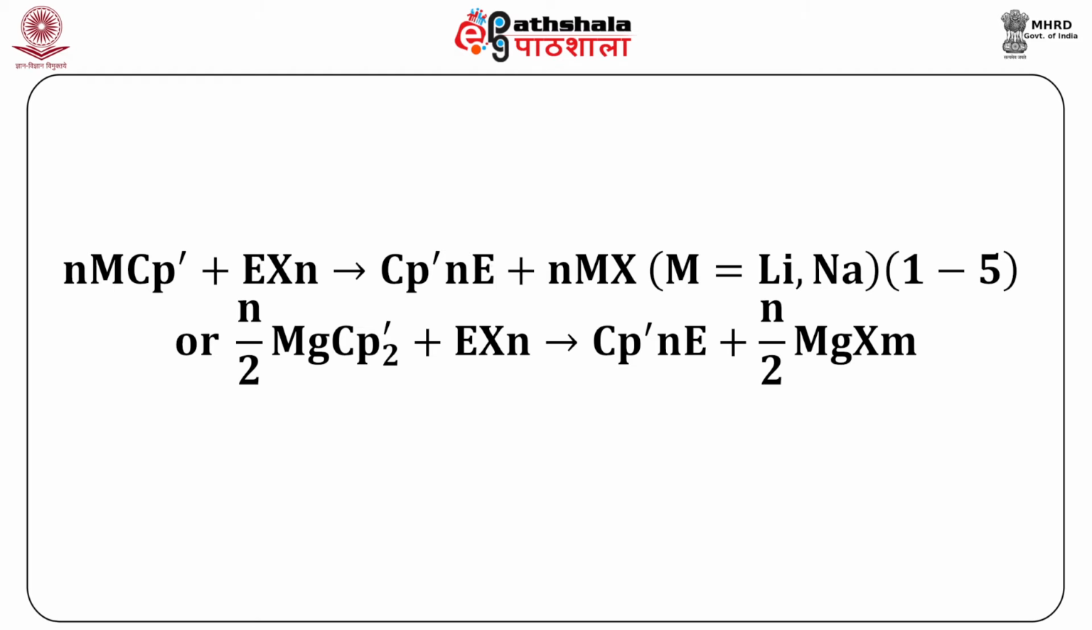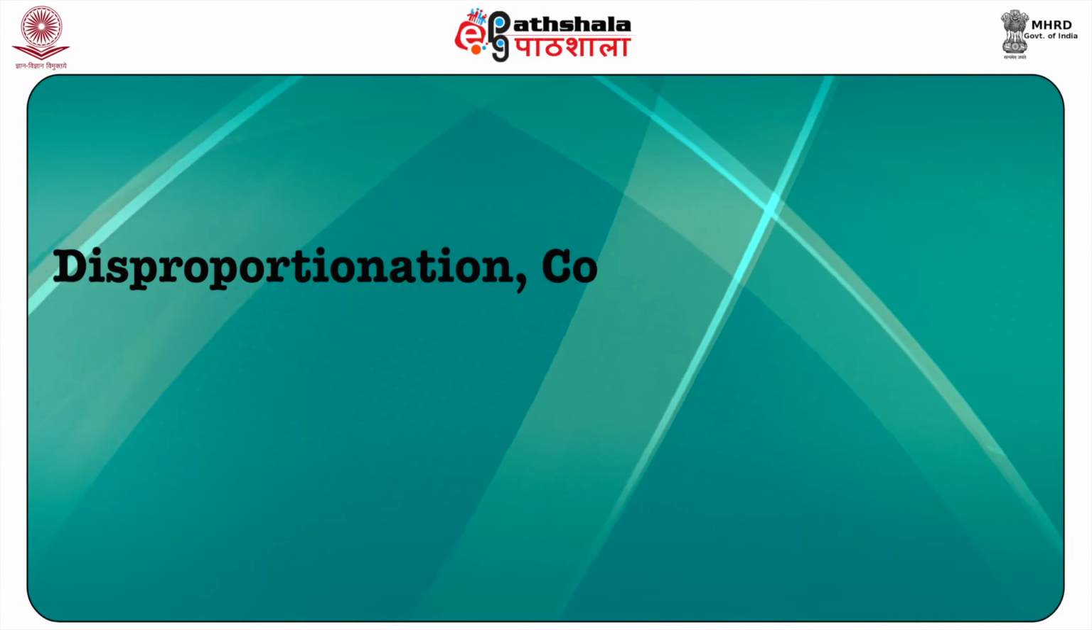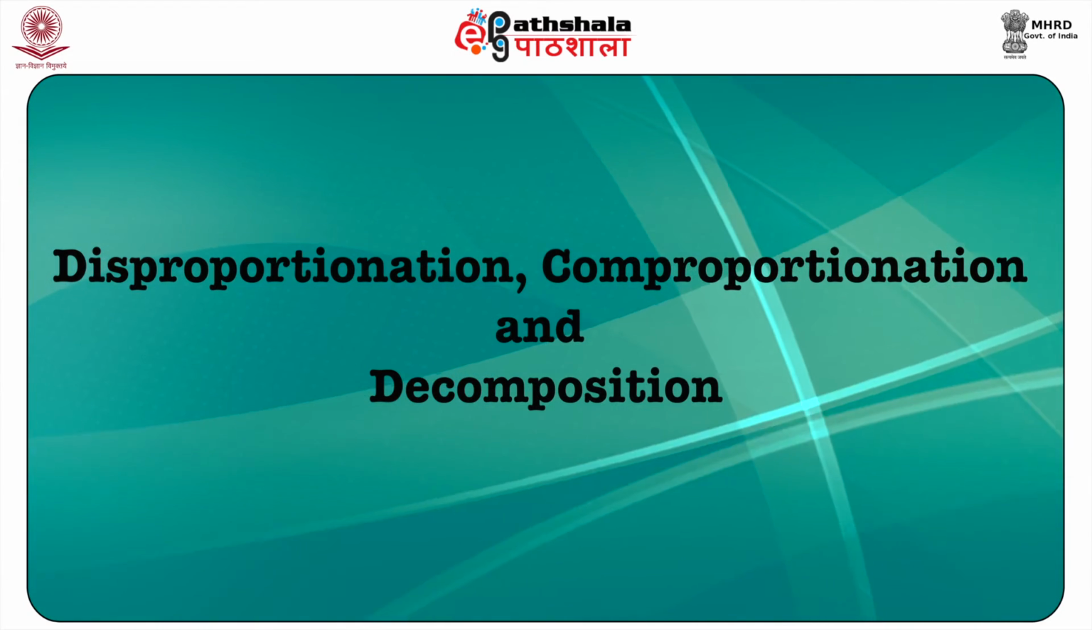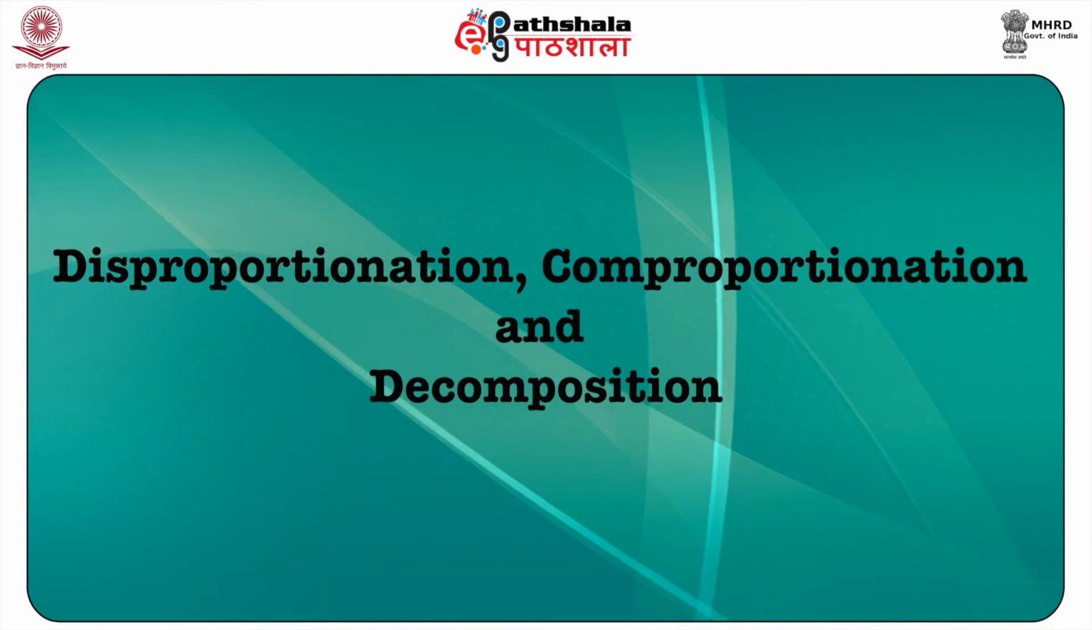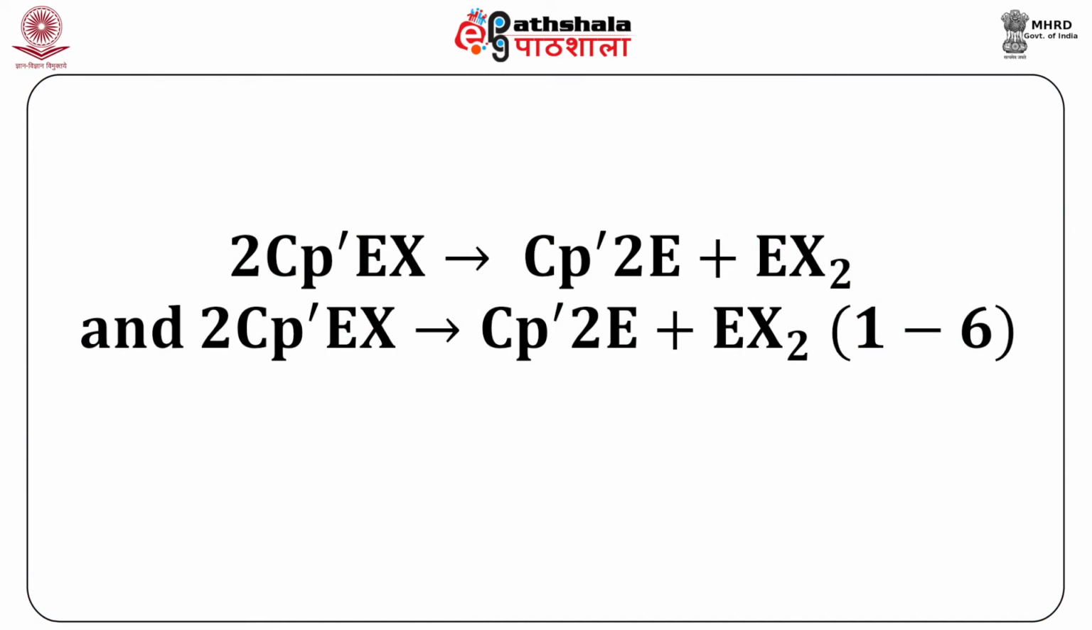Complexes of aluminium and gallium involving the element in less familiar low oxidation states are obtained from metastable halides, which is AlCl, that is the aluminium monochloride, and the gallium monochloride, which are formed in situ. The third method is the disproportionation, comproportionation and decomposition reaction. Now the equations are clearly shown here.